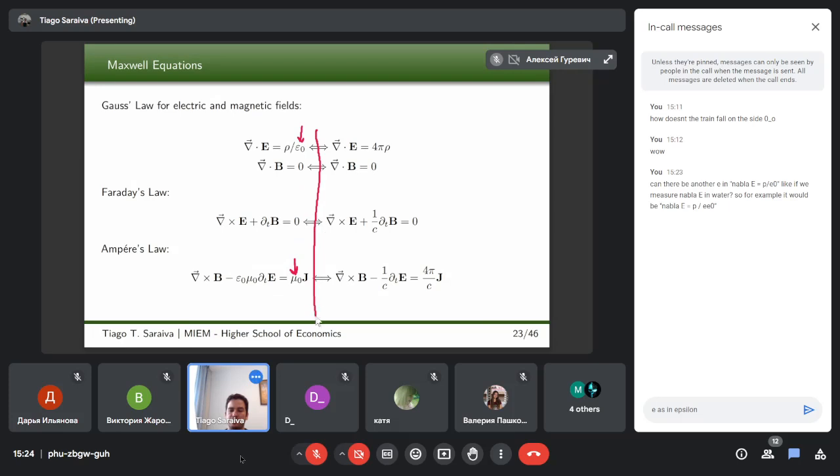So the equations on the left side of the slide are in SI units, and on the right side are the equations in CGS units. CGS means we work with centimeter for space, gram for mass, and second for time, right? In SI, we work with meter, kilogram, second, right?